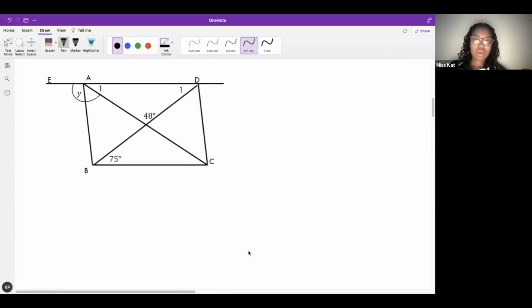Right, now I want us to find the angle y. Okay, but there is a piece of information missing here that's going to help you with that. This shape is a parallelogram. Now, there's a reason I have to tell you this information.